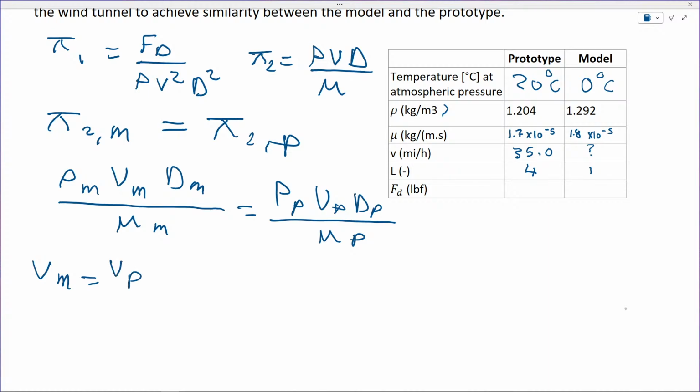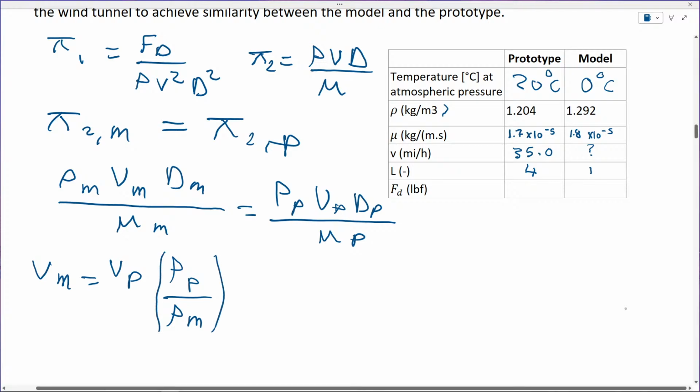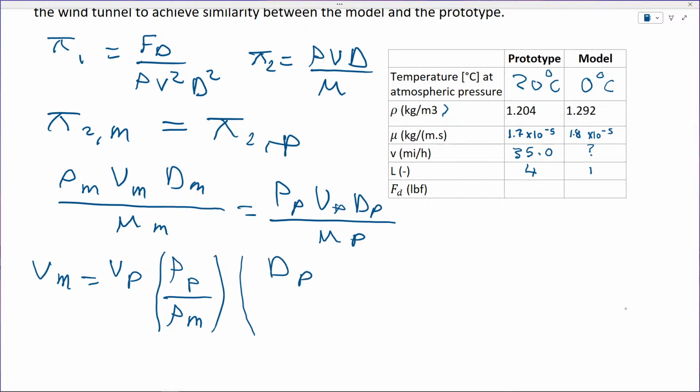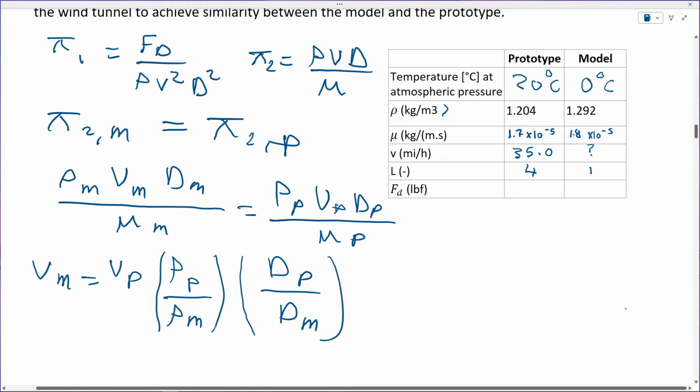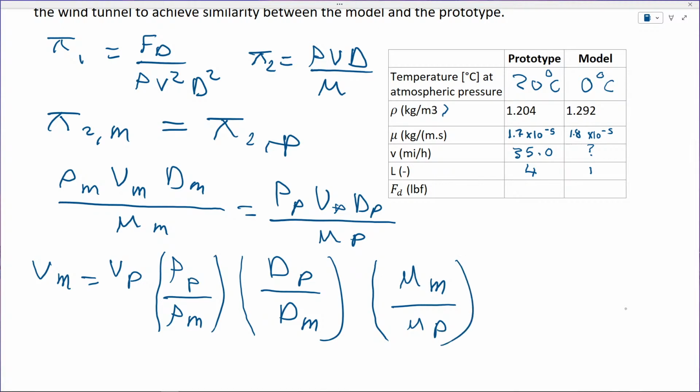And then that would be rho prototype over rho model. Yeah. And what else? That would be D prototype over D model. What else? That would be mu model over mu prototype. Yeah, isn't that easy?